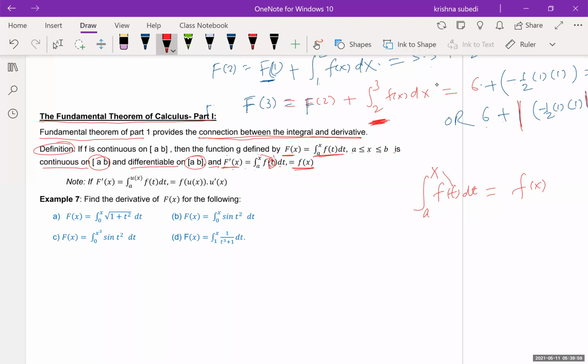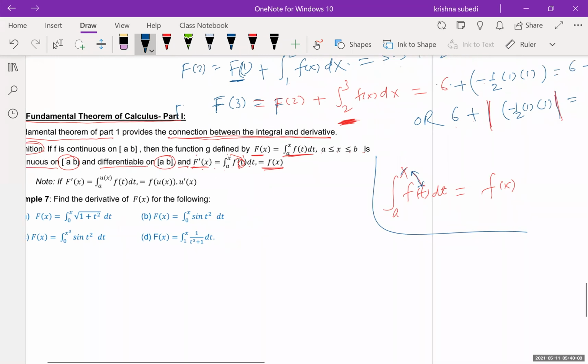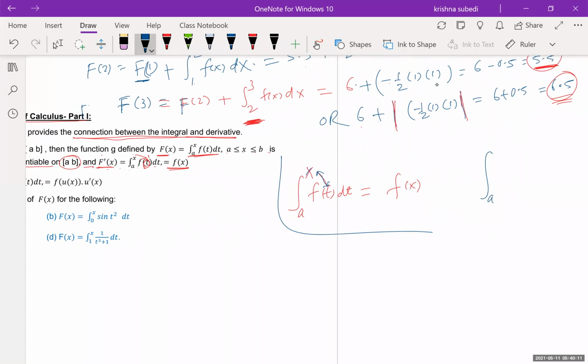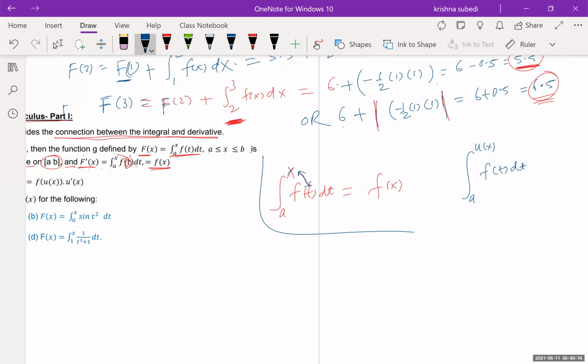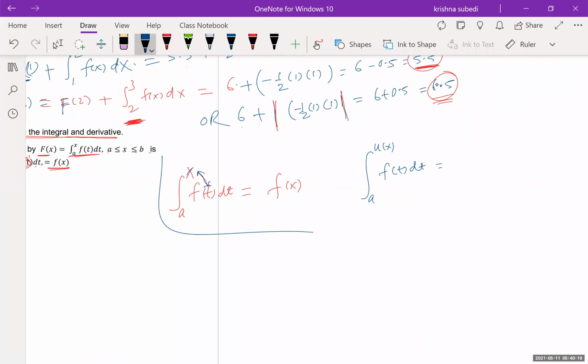So you replace this t by x. That's the formula if x is there. Now, sometimes you are given the integral from a to u of x, some other function of x, of f of t dt. In this case, the formula will be f of, now t is replaced by that. All you need to do is just replace that t by whatever is there. So f of u of x, and then you need to find the derivative of this. Here also you need to find the derivative of this, which is 1. And here you need to find the derivative of this. It may not be 1, it may be something different.